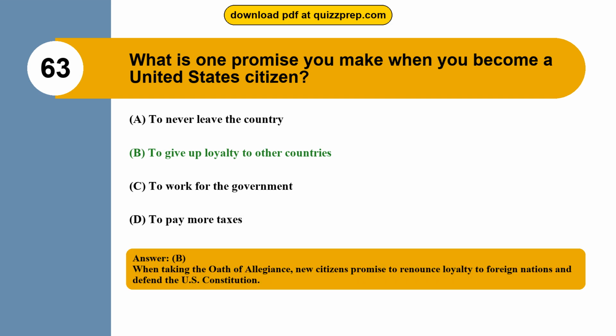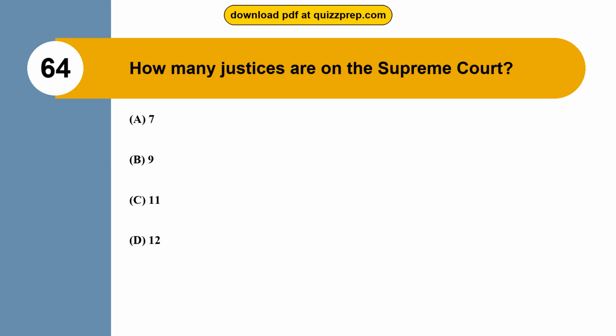When taking the oath of allegiance, new citizens promise to renounce loyalty to foreign nations and defend the U.S. Constitution. Question 64. How many justices are on the Supreme Court? Option A. 7. Option B.